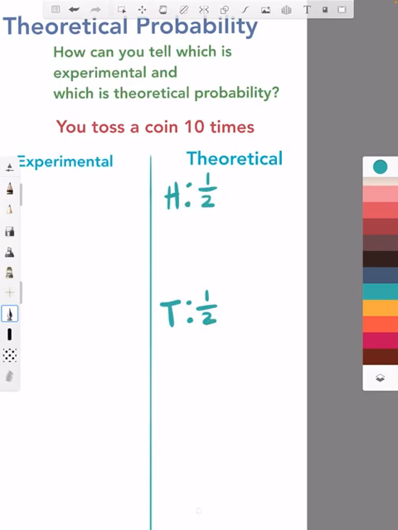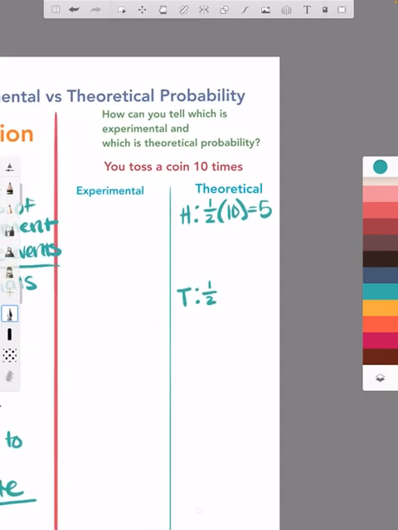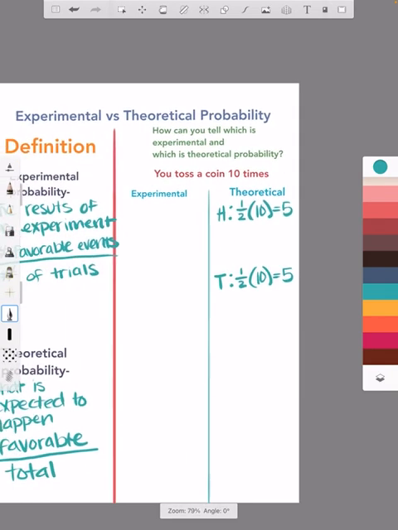If I wanted to know how many times I'm going to land on heads in theory, I'm going to multiply 1/2 times 10 if I'm flipping that coin 10 times. And I know 1/2 times 10 is equal to 5. So I should land on heads 5 times. Now, if I did that same thing with tails, I know there's a 1 in 2 chance I'm going to land on tails. And if I flip that coin 10 times, 1/2 times 10 is going to get me 5. So in theory, I should land on both an equal amount of times, which is 5.